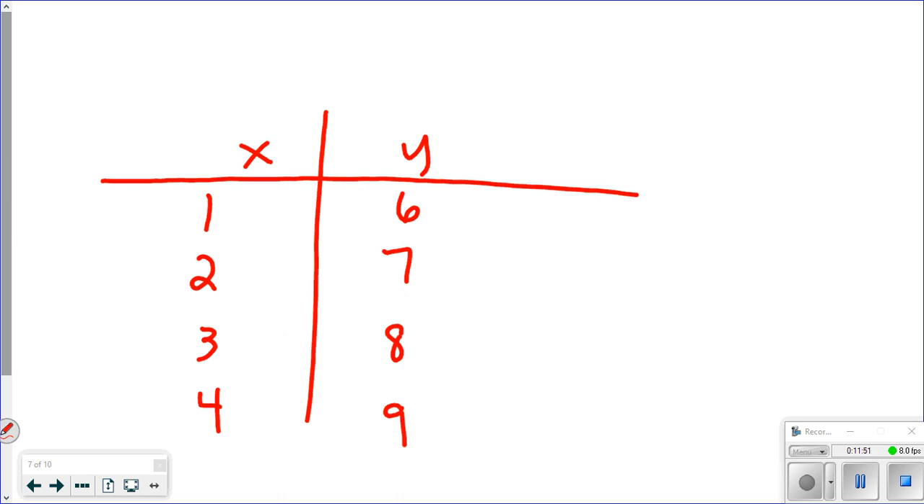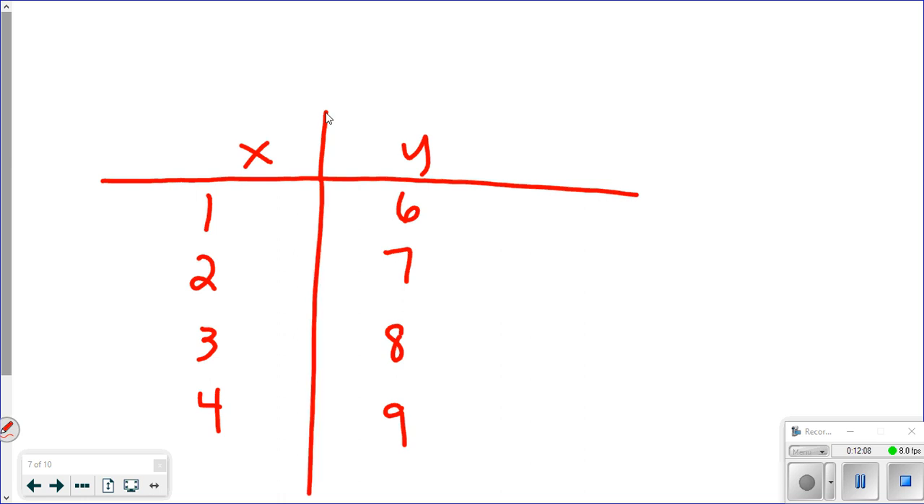What's the rule? Somebody would say, okay, maybe I'm going to multiply by 6. That works if I multiply 1 times 6. What about 2 times 6? Does not equal 7. Okay, so I know times 6 is not the correct rule.